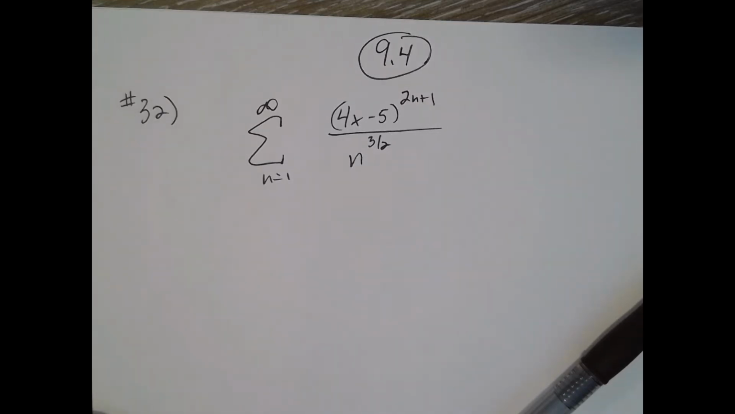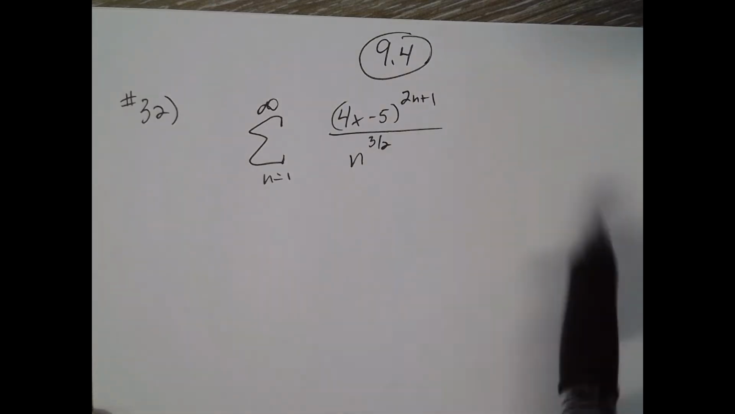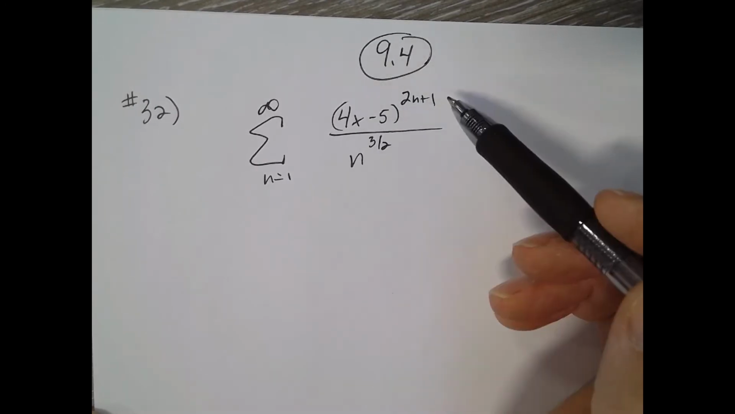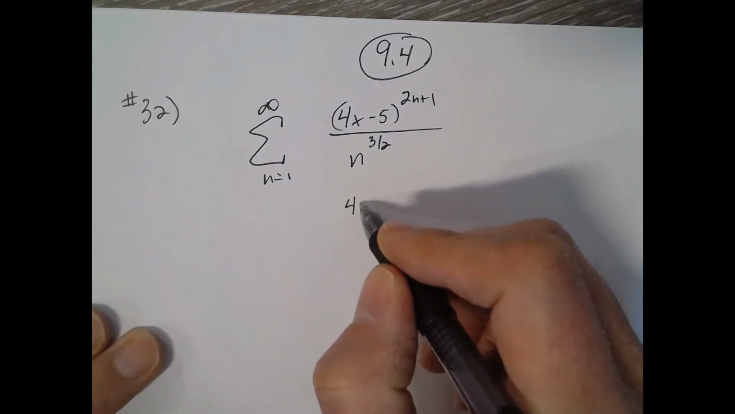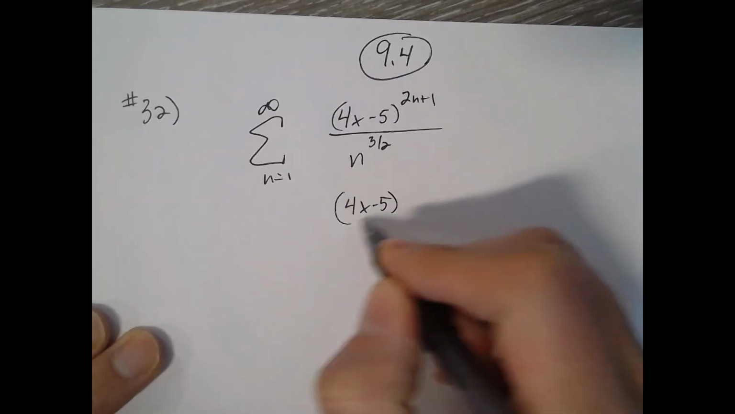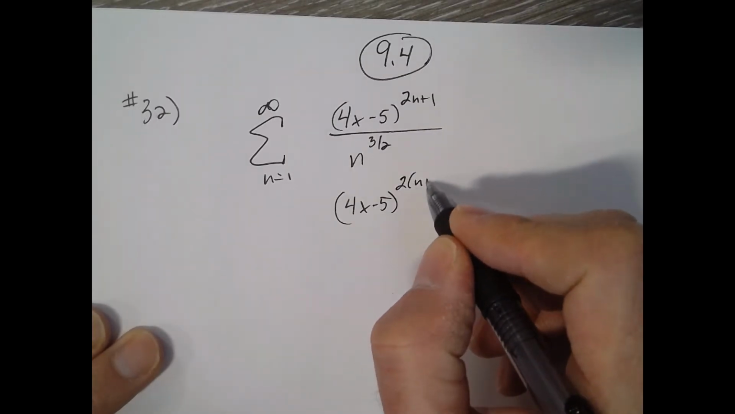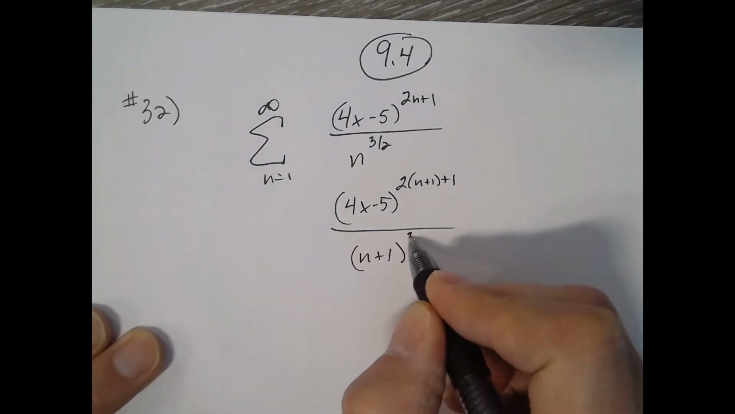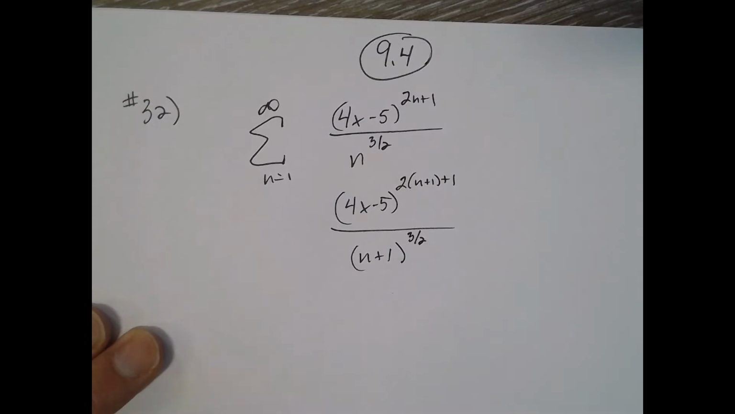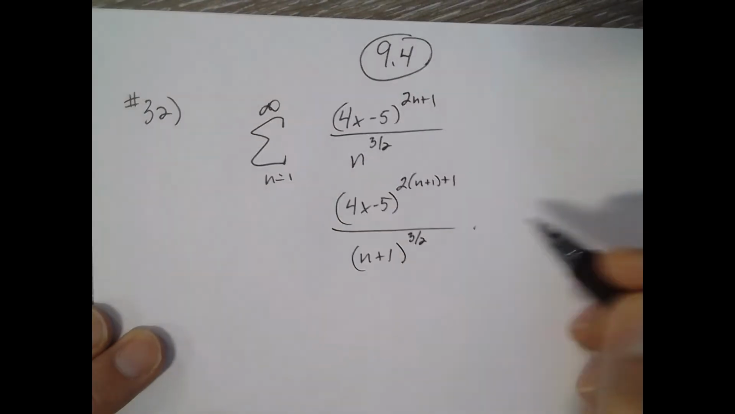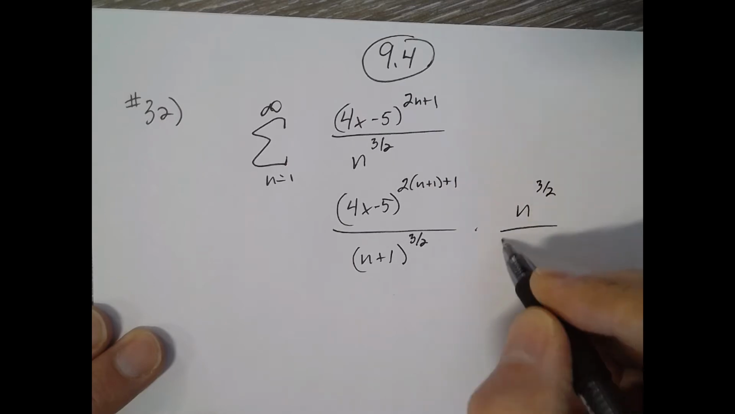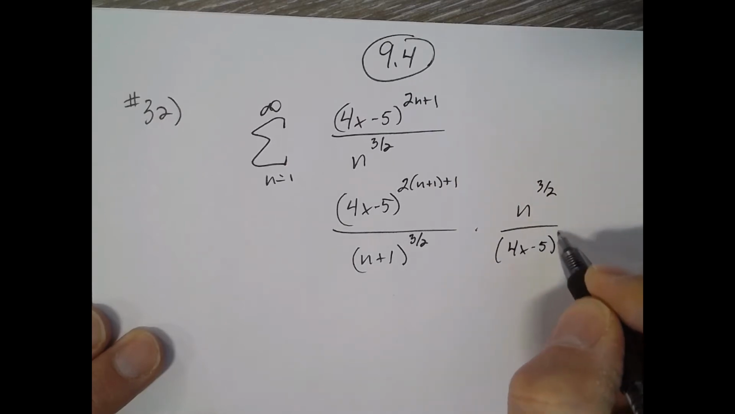9.4, number 32, find the radius of convergence. So where does it converge? We've got x's and n's. We use the ratio test, so the n plus first term, (x minus 5) to the 2n plus 1 over (n plus 1) to the 3 halves, divided by the nth term, so we'll just multiply by the reciprocal, so n to the 3 halves over 4 (x minus 5) to the 2n plus 1.